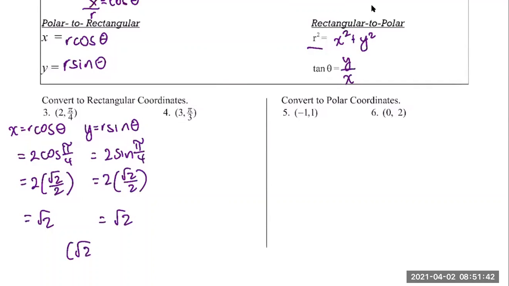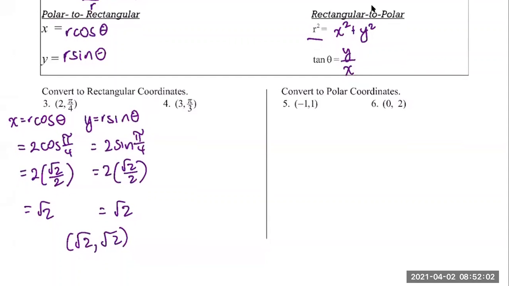But just simplifying this, we get radical 2 comma radical 2. That would be if I had a rectangular system superimposed upon a polar coordinate system. Radical 2 comma radical 2 would get me the same position as 2 comma pi over 4. Okay, that's all that means.